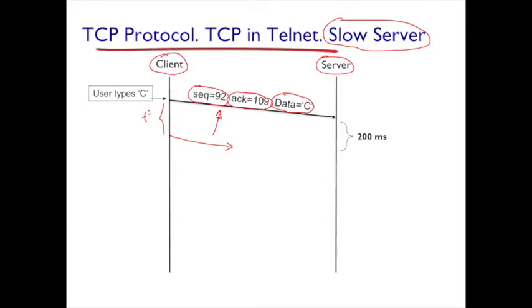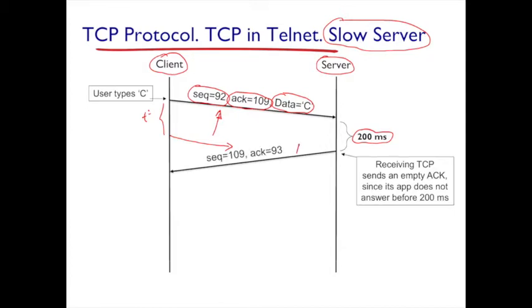So in order to avoid it, the server will wait for a specific period of time, for example, 200 milliseconds, and then send an ACK that is empty, only for acknowledging the sequence number 92. Sequence number 109, because it's the one that is asked from the client, ACK 93, because I have received 92 plus 1, because data is 1 byte.